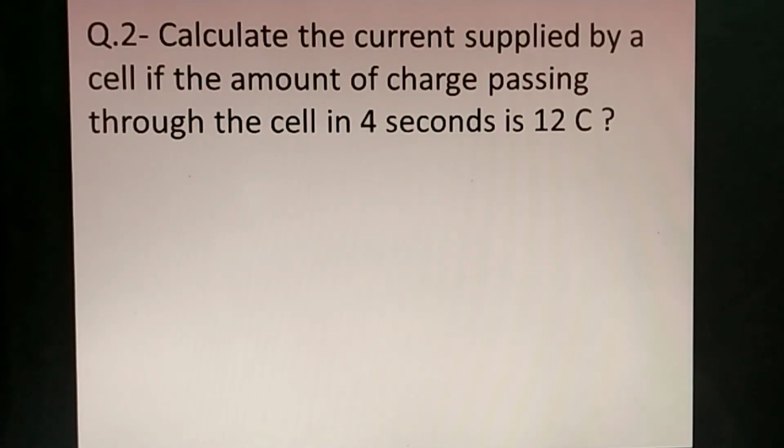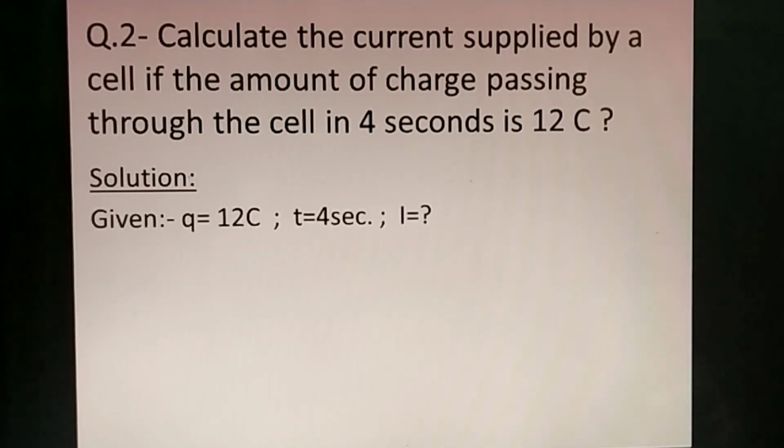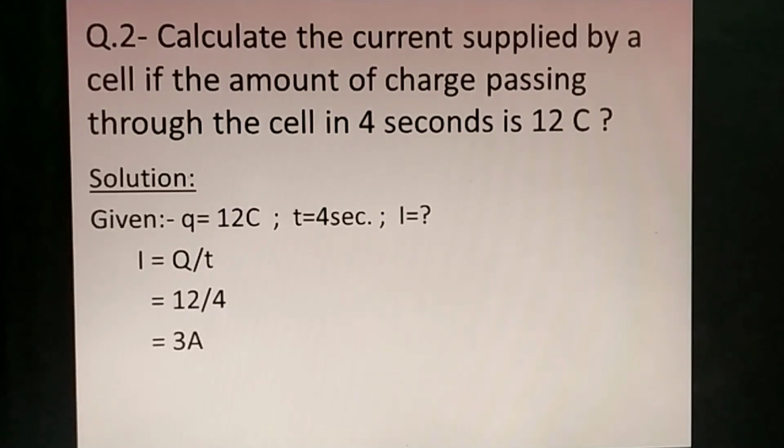Calculate the current supplied by a cell if the amount of charge passing through the cell in 4 seconds is 12 coulomb. So in this you have to find out the current. Time is given and charge is given. Then write down all the values first. Q equals 12 coulomb, time is 4 seconds, and I you have to find out. Then according to the formula, I equals Q upon T. Substitute all the values, you will get 12 by 4, and the answer will be 3 ampere. So 3 ampere current is supplied by a cell.